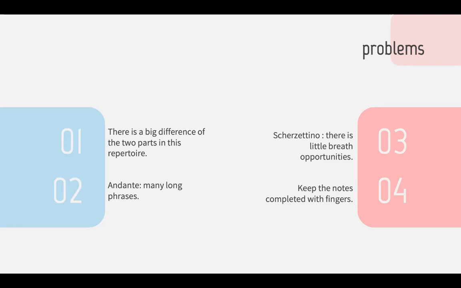In the Andante part, the first one, there are many long phrases with distinct dynamic changes. So it is hard to control and keep my breath to complete a long phrase and convey the melody. And then there's the Scherzettino. The speed is fast with so many notes. So I found there are few opportunities to breathe. I have to control my breath with high-speed fingers, and I have to move my fingers at a really fast speed.